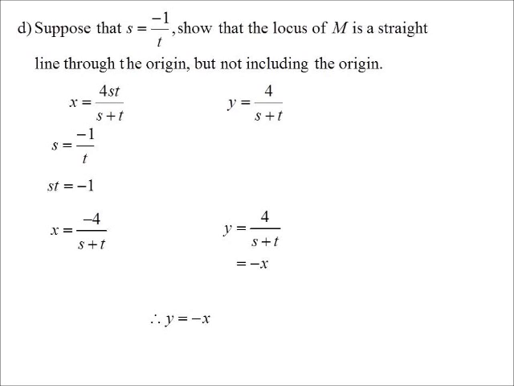Why can't it include the origin? It's even simpler than that. Remember, our locus are all the possible points for M. Why can't the origin be one of those possible points? Divide a positive number, you can't get 0. So yeah, have a look at the y value, 4 on S plus T. Well, that can never equal 0. Right? Constant on the top of the fraction, can't divide a constant and get 0. So y is equal to -x, but look, 4 on S plus T can't equal 0, therefore we can never have the point 0, 0.